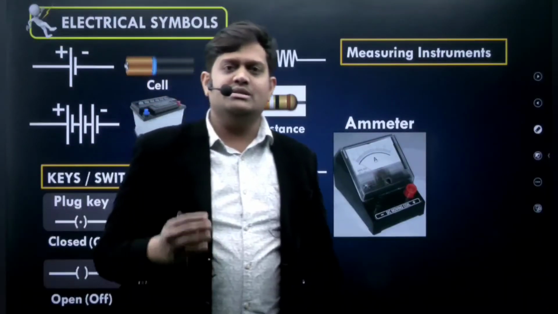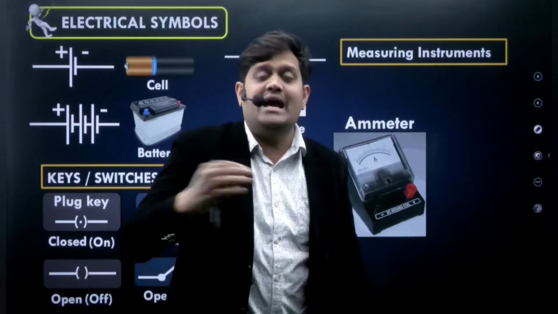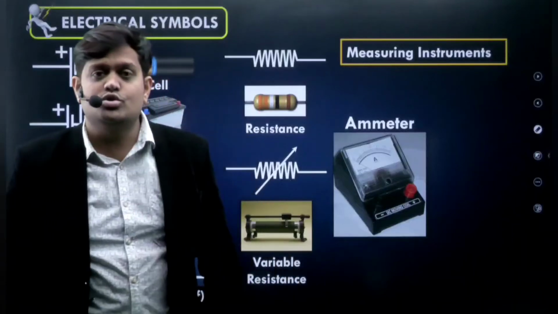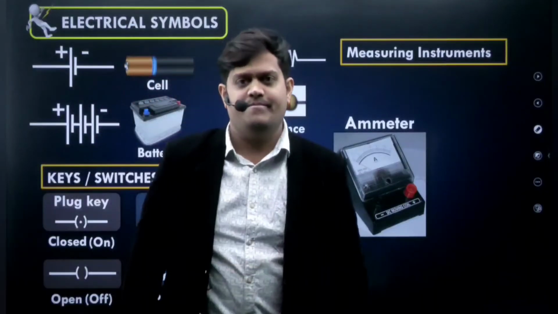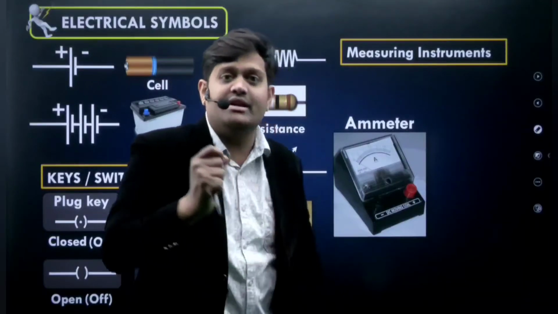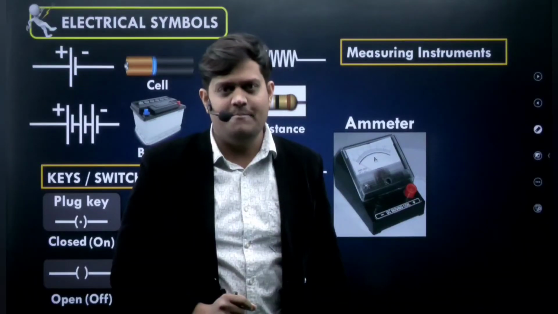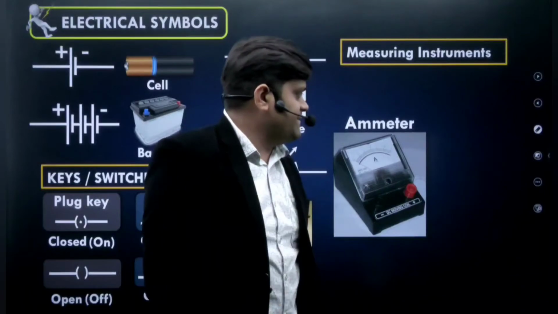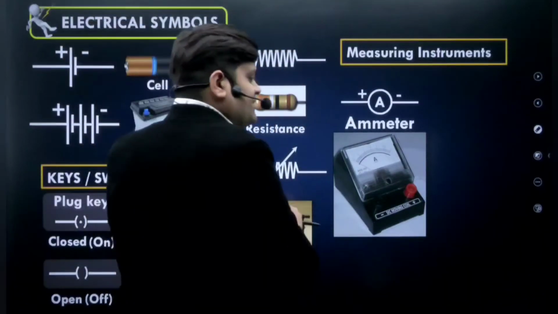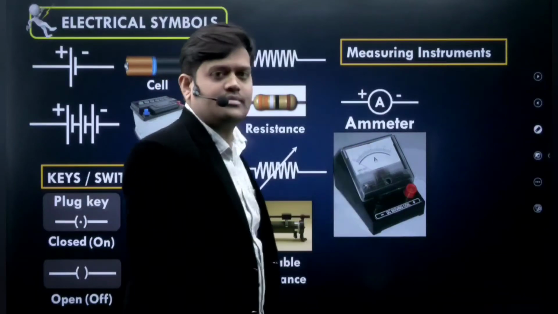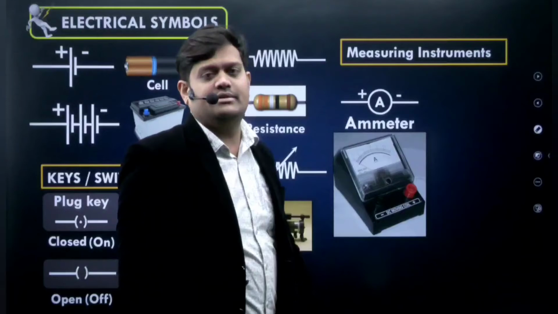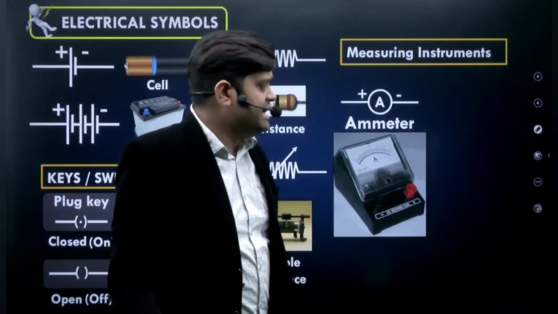There are three instruments: ammeter, voltmeter, galvanometer. The ammeter is used to measure the electric current. So the ammeter is used for measuring the current. Then in the electric circuit it is symbolized by this. If this symbol is used in an electric circuit, it means that it is an ammeter.